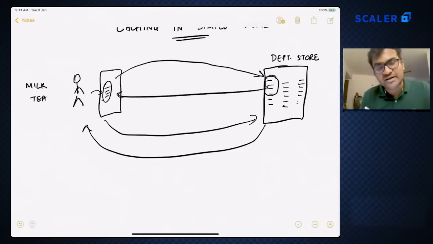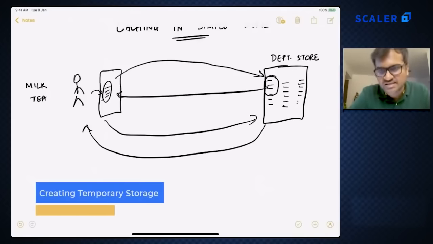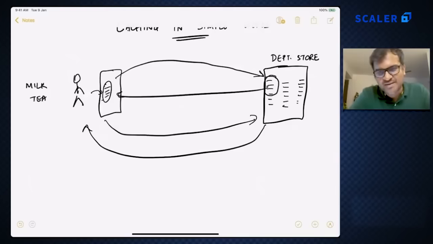So what have I done in the process? I could still have gotten milk from the department store. It's the same milk. However, I created this temporary storage which is close to me, which is much faster for me to store that milk so that I can make my milk tea faster. Plus, then I have more motivation to make milk tea because I have it in my fridge.